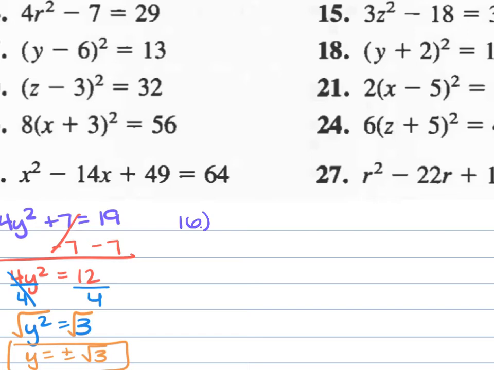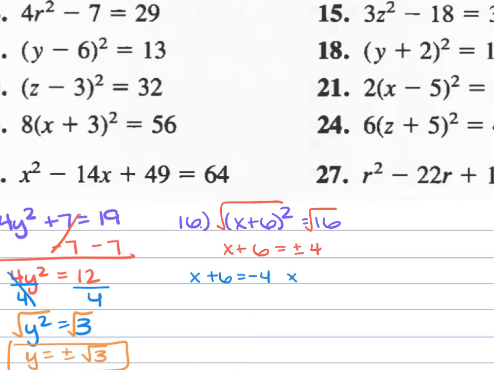For 16, we have x plus 6 squared is equal to 16. So we're going to take the square root of both sides. We're going to have x plus 6 is equal to plus or minus 4. We separate this into two equations, so x plus 6 is equal to negative 4, and x plus 6 is equal to positive 4. Move the 6 over, subtract it from each side, so x is equal to negative 10, and x is equal to negative 2.